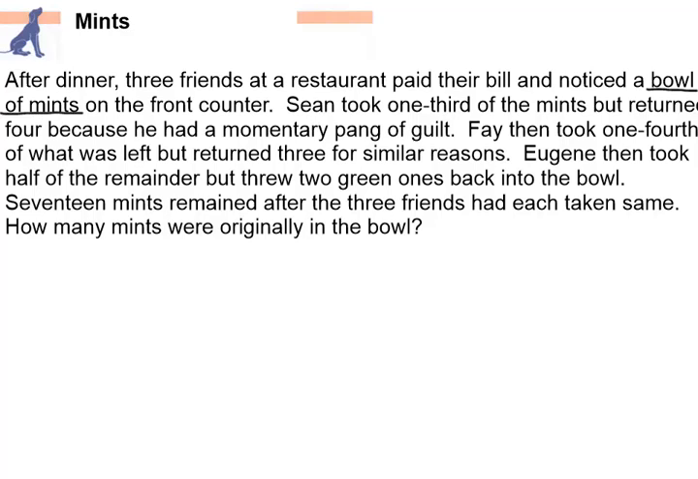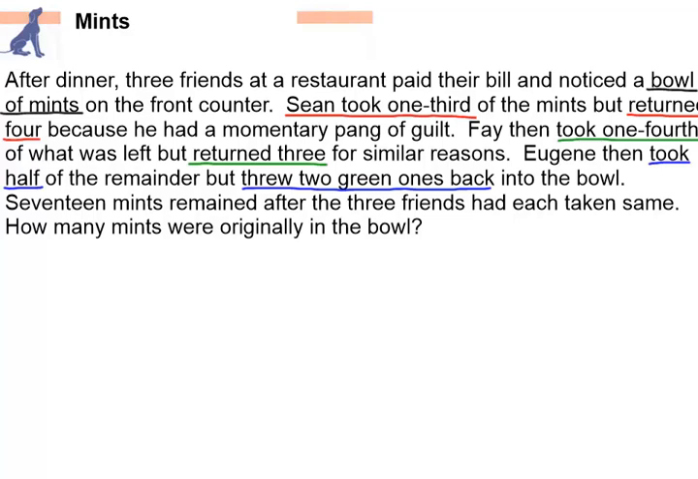Sean took 1/3 of the mints, but then he returned 4 because he had a momentary pang of guilt. Faye took 1/4 of what was left, but then returned 3 for a similar reason. Eugene then took half of the remainder, but then threw 2 green ones back into the bowl. 17 mints remained after the 3 friends had each taken some. How many mints were originally in the bowl?